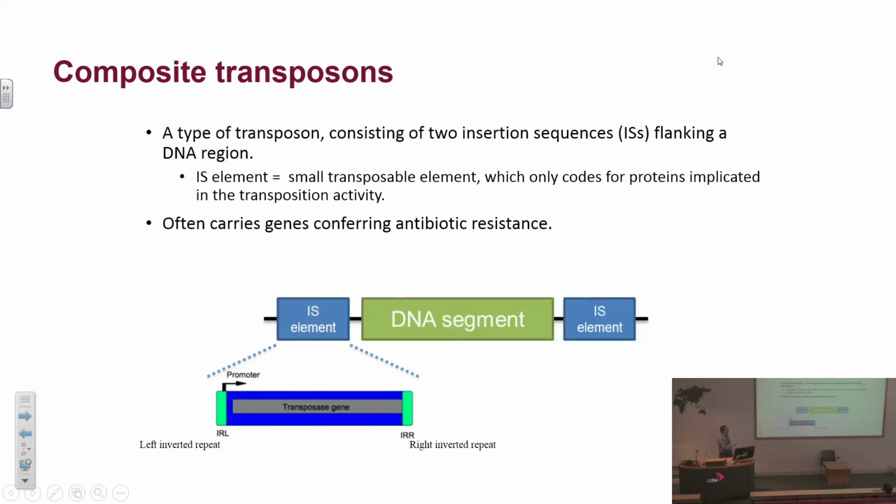So we were quite interested in the composite transposons. Okay? It's a type of transposon consisting of two insertion sequences flanking a DNA segment. Evolution usually selects for this DNA segment, which contains antimicrobial resistance genes or other genes of adaptive nature for the host.